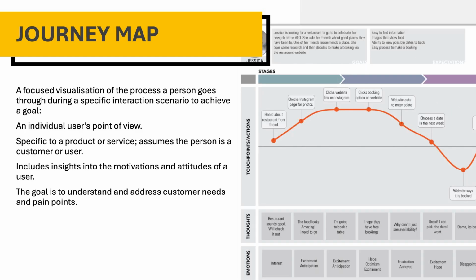Closely related to experience maps are journey maps. These are a very focused type of visualization of a specific process that a person goes through during an interaction or an experience. They are usually focused around a goal and the achievement of that goal. Journey maps are from an individual user's point of view, but unlike an experience map, these tend to be for a specific product or service. Because of this, they assume that the person is a customer or a user of that product or service, and it is really a central feature to the journey map.